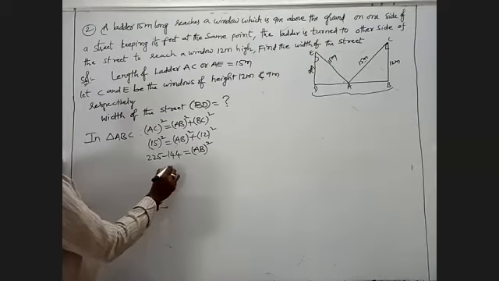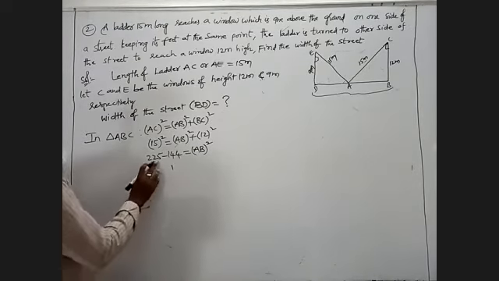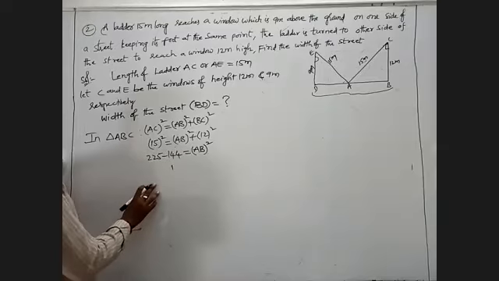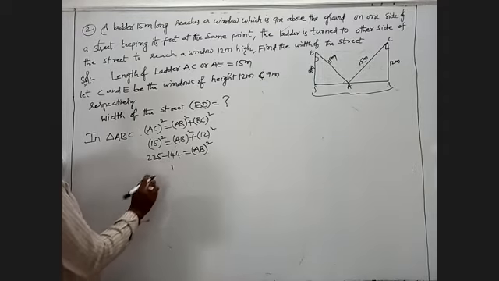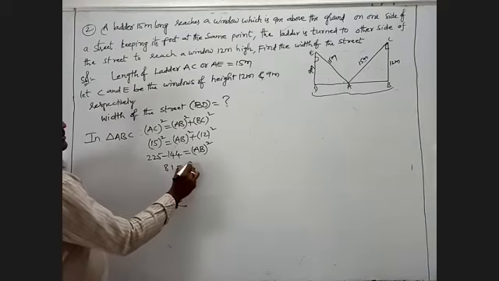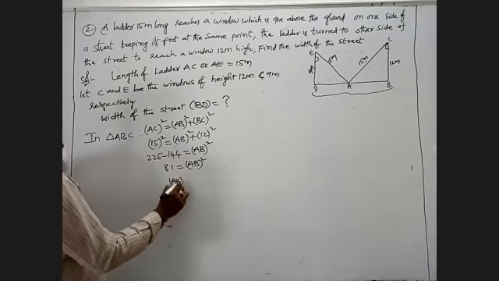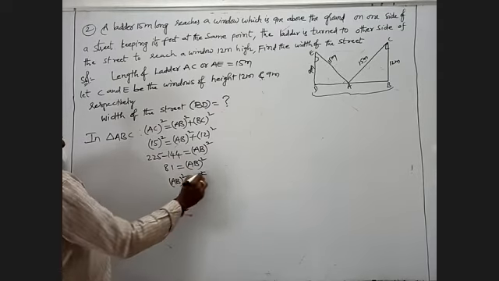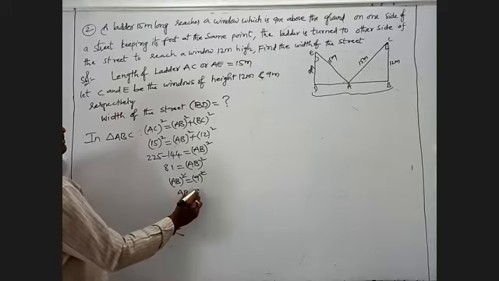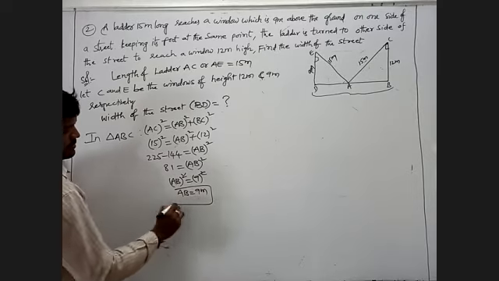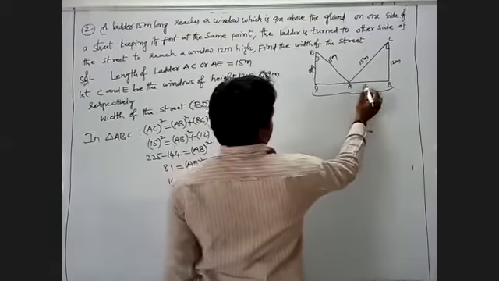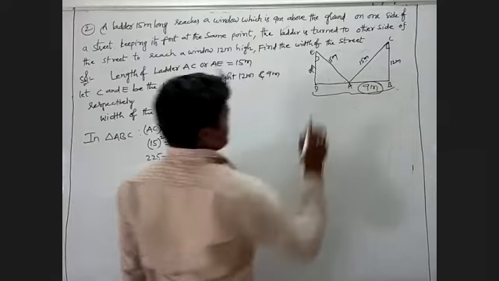Okay, 5 minus 4 is 1. Again, 22 minus 14 is nothing but 8. AB square is nothing but 81. AB square is equal to 9 square will take. Square and square will be cancelled. AB is equal to 9 meters. AB is nothing but 9 meters. We will find in this one.